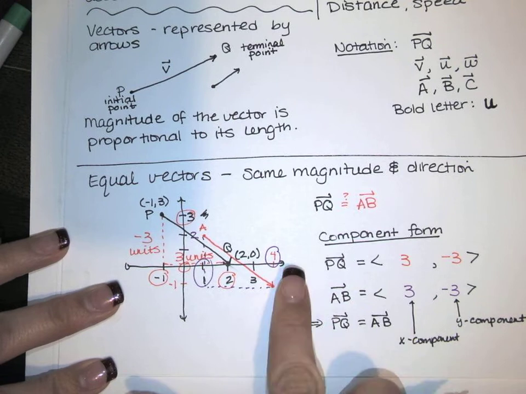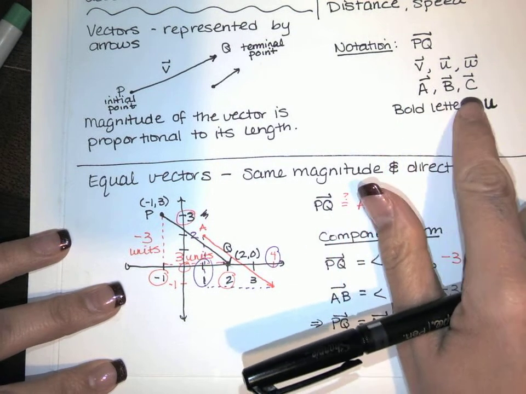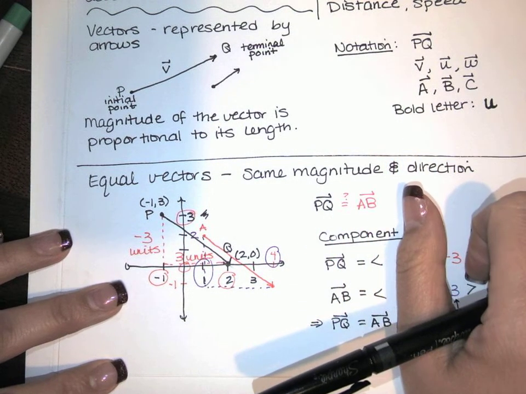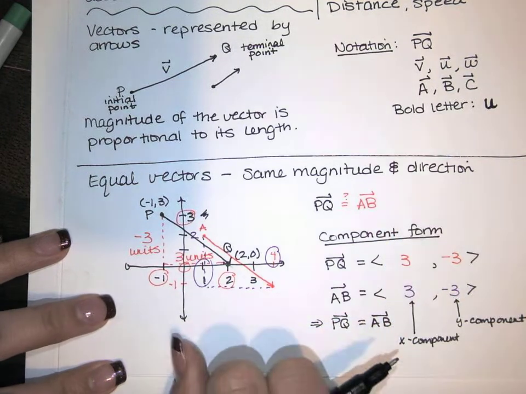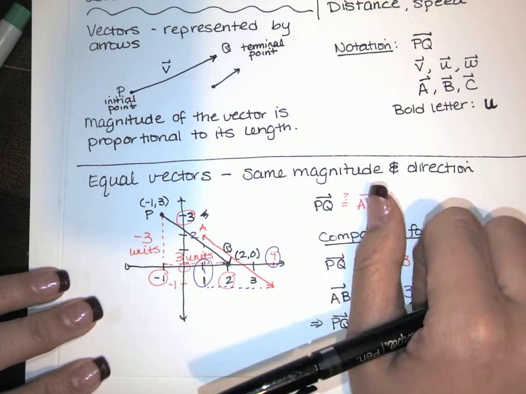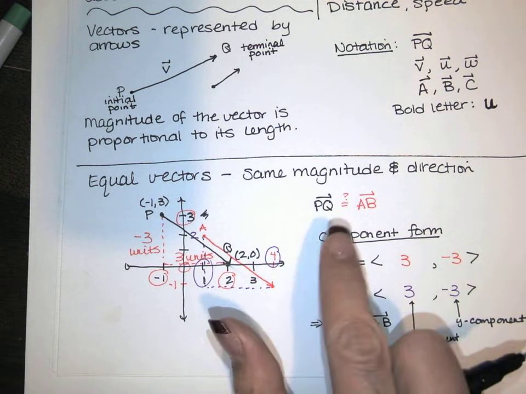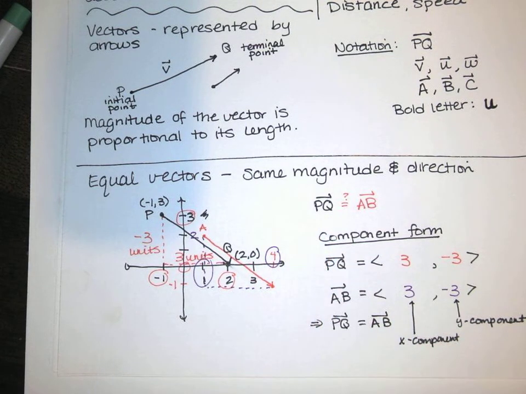Now I'm going to tend to use capital letters for points, even though some other books use capital letters for vectors. Keep that in mind. If it has a little arrow over it, it's definitely a vector. Okay. So I've got the vector PQ and the vector AB.